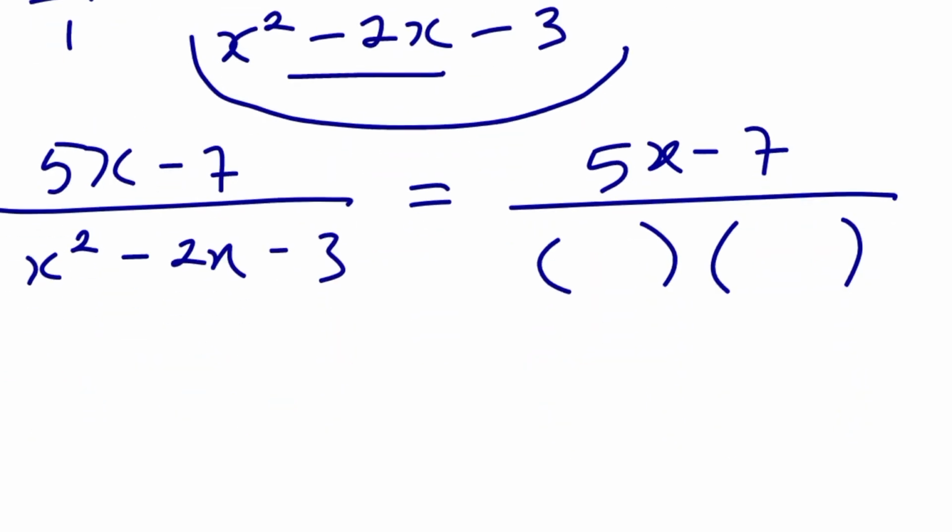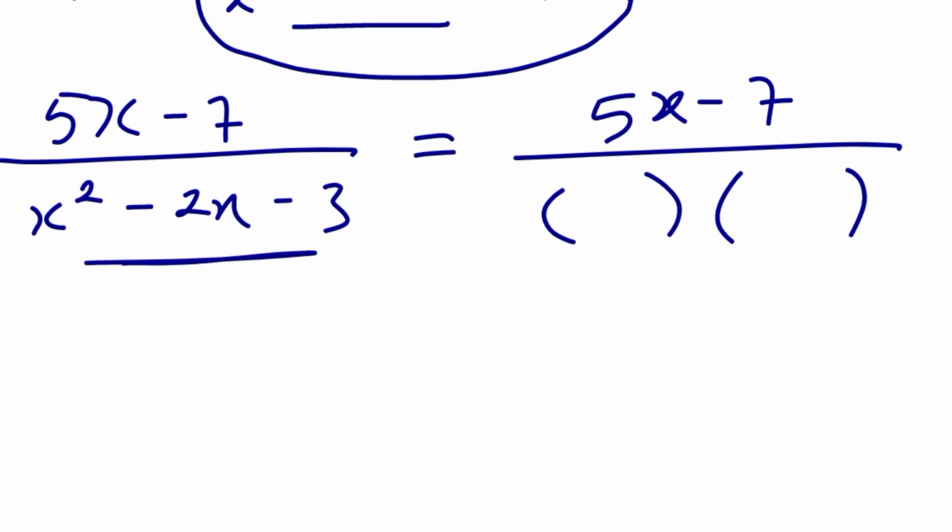To do this, we need to factorize this expression. How are we going to do that? We know the constant value in front of x² is 1. So 1 times this value is what?